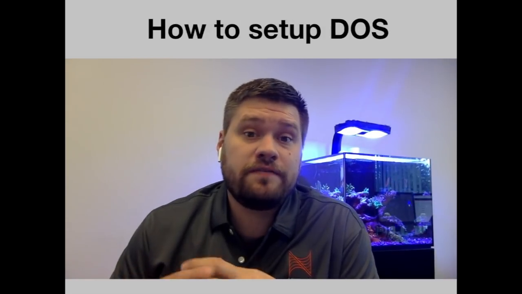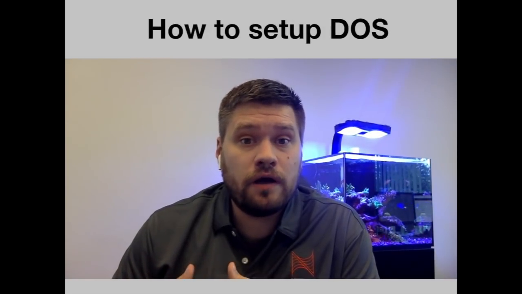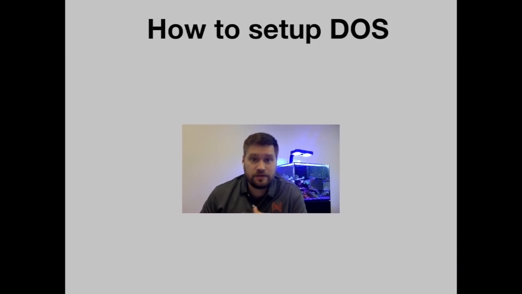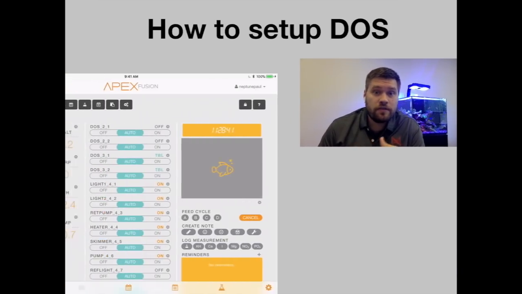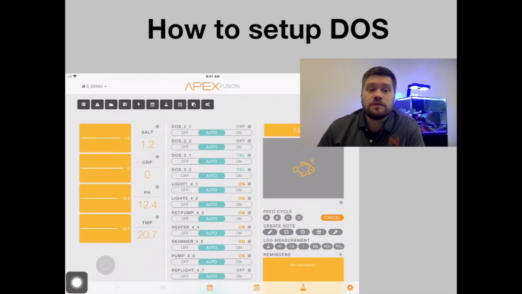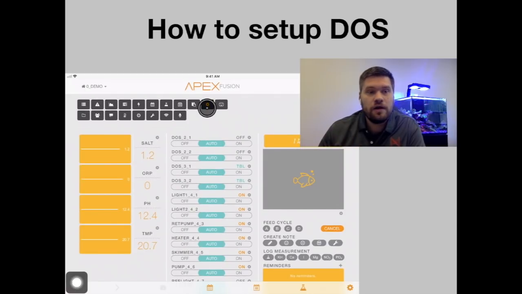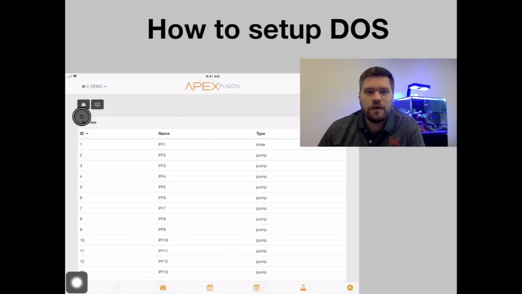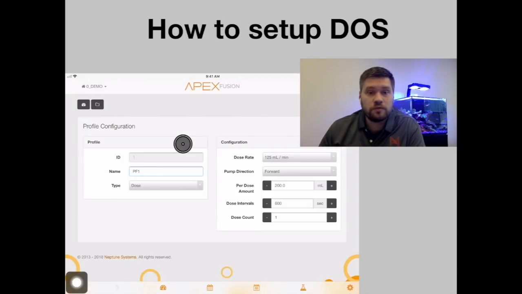Now that we physically have set up our dose to be a liquid auto feeder for our tank, we can get to configuring that dose. The first part of configuring that dose is to head over to our Apex Fusion dashboard. Once we're on our Apex Fusion dashboard, we're going to click that configuration gear. Next, we're going to click that profile button. It's the one that looks like a folder. Then we're in our profile menu, and we're going to select one of our unused profiles.